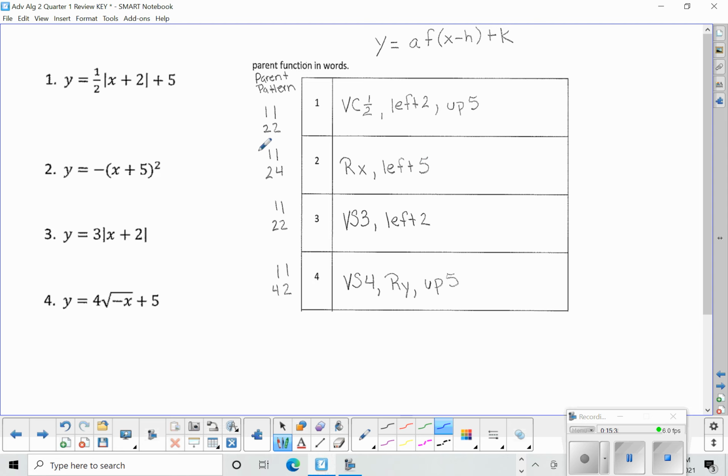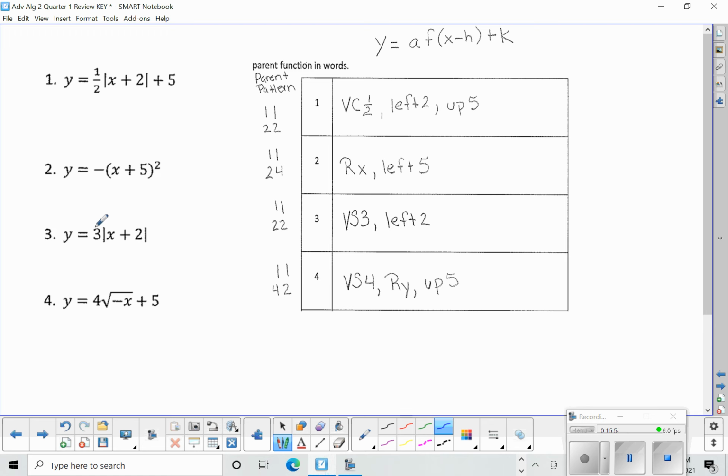This is a quadratic, 1, 1, 2, 4. How do I get my parent function? 1 squared is 1, 2 squared is 4. Another absolute value. Parent function, 1, 1, 2, 2. Absolute value of 1 is 1, absolute value of 2 is 2.